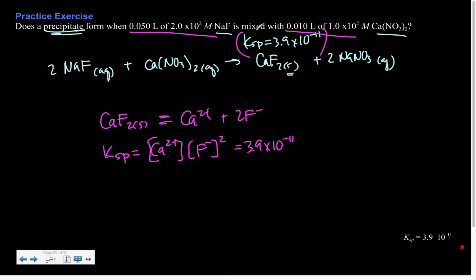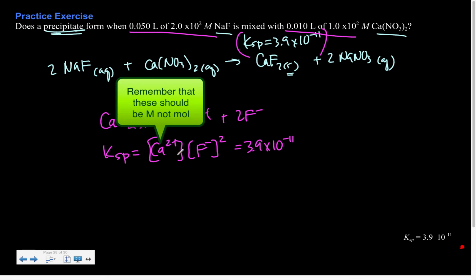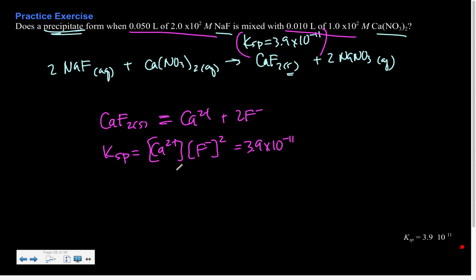Do be mindful that we have to add these volumes together, so we actually have a new molarity. We'd have to take my moles of each, divide it by my new volume, to get the molarities of each of these. Once I get the molarities, I can plug that in, and that's going to give me my Q for this reaction, okay? Then I'll compare that Q to my Ksp to see if my calcium fluoride is going to precipitate, meaning go in this direction, or if my calcium fluoride is going to dissolve and move in this direction.